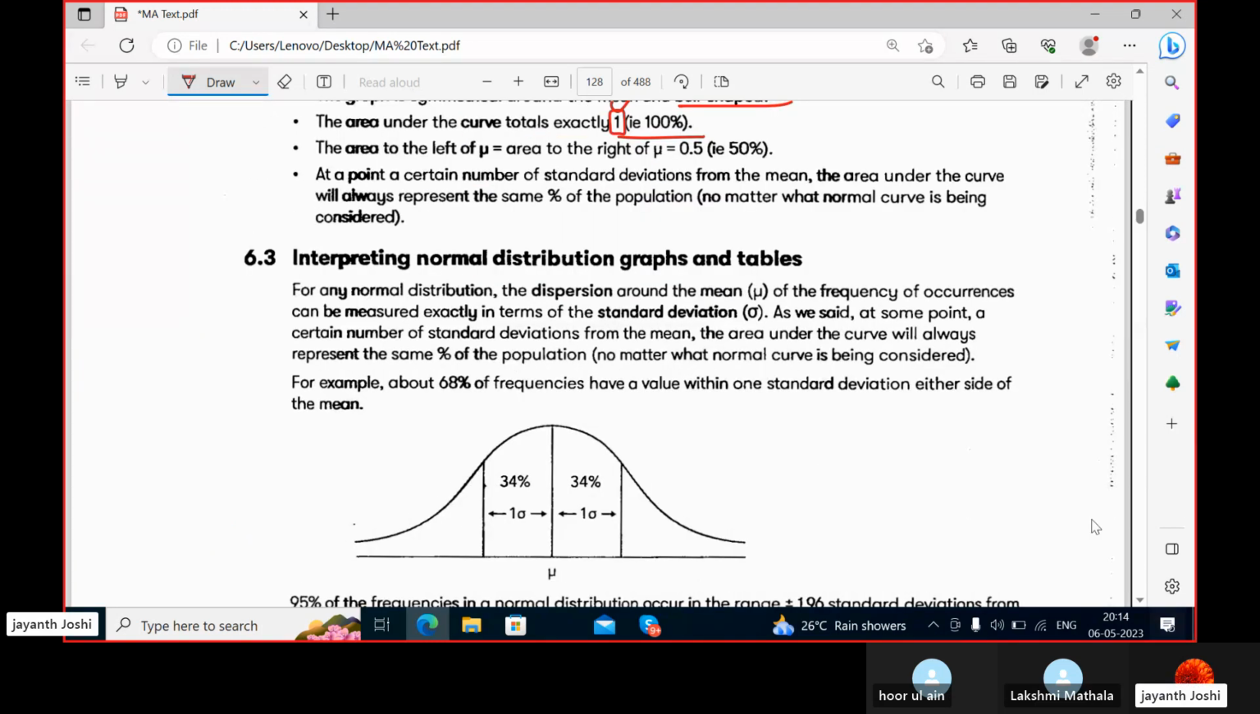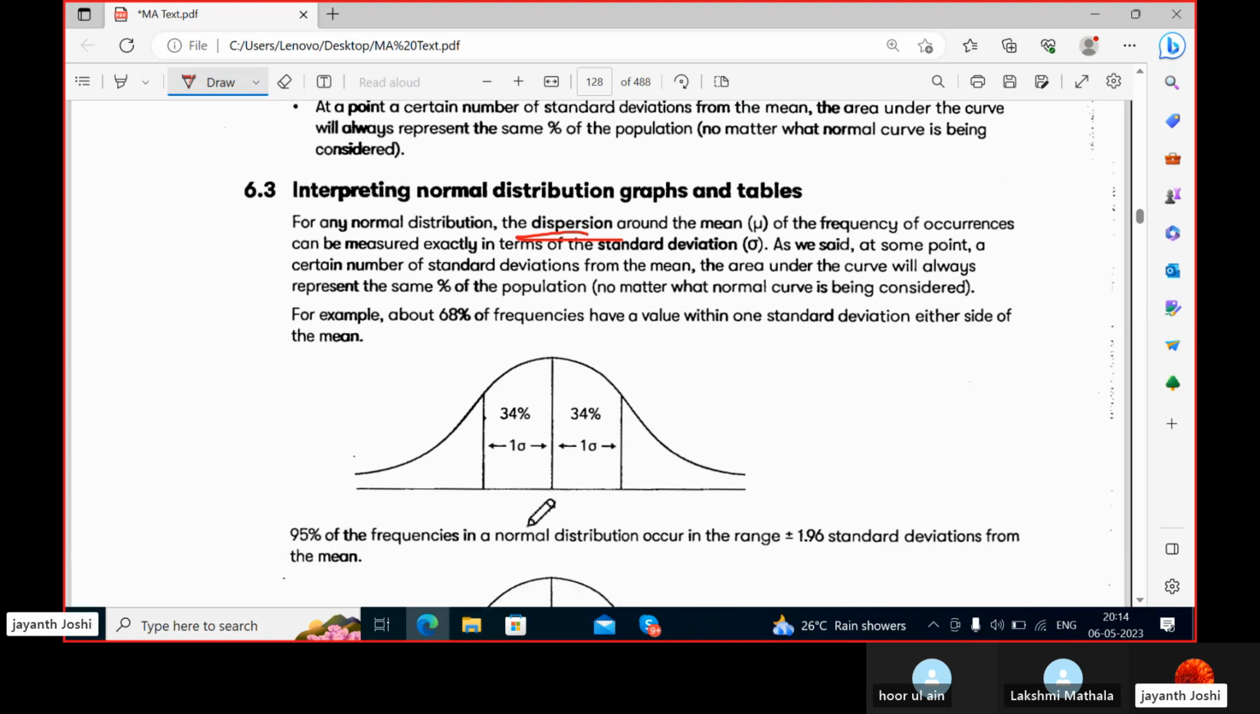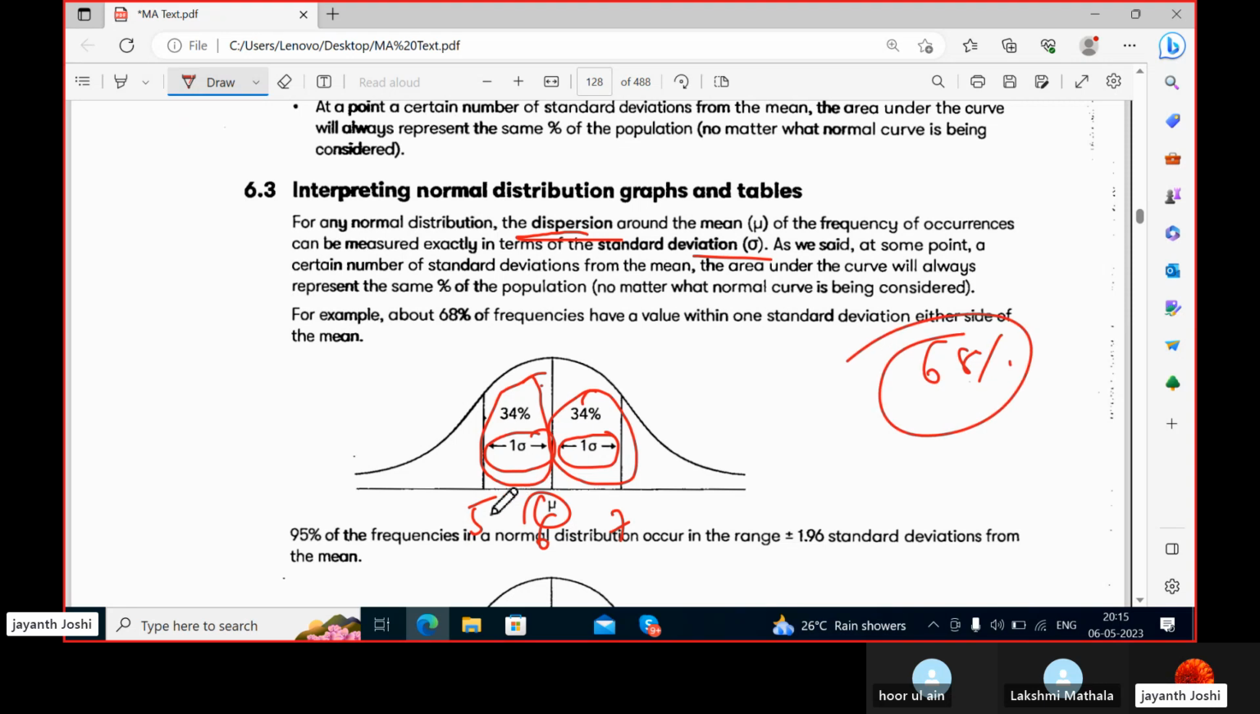So here we can see the interpretation of the normal distribution. For any normal distribution, the dispersion, that means the standard deviation, around the mean, that is mu, the frequency of occurrences can be measured in terms of standard deviation. So this is one standard deviation, and this is also one standard deviation. In my case, I took 6 feet, 7 feet and 5 feet, and the entire area was 50-50. But one standard deviation would take up the area of 34% on the left side and 34% on the right side. That shows 68% of the area is covered within one standard deviation.